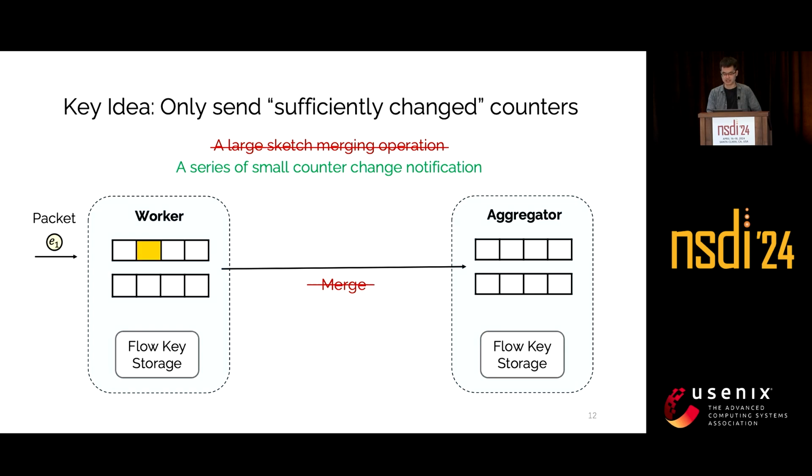Specifically, OctoSketch keeps track of individual counter change in the sketch for every packet, and sends the counter when the change is sufficiently large. In other words, we only send counters with the most critical informational value for online accuracy.